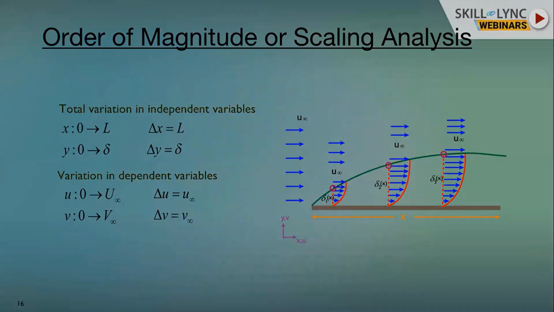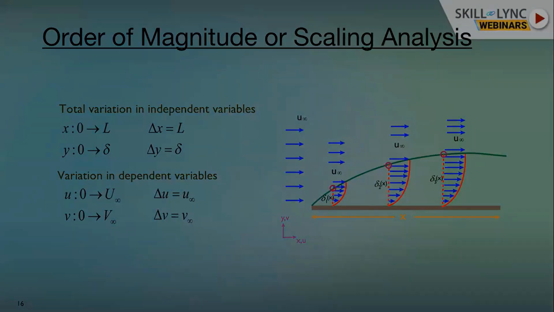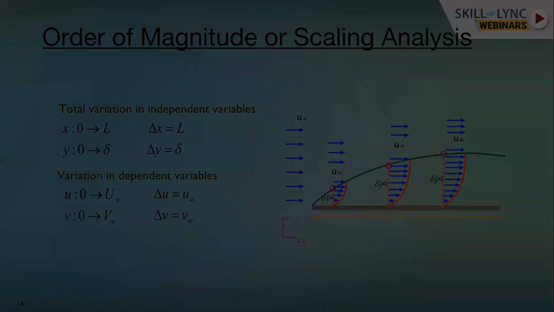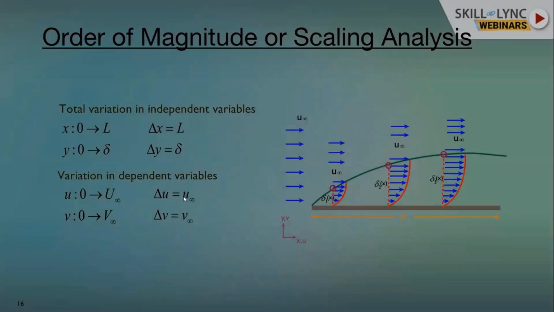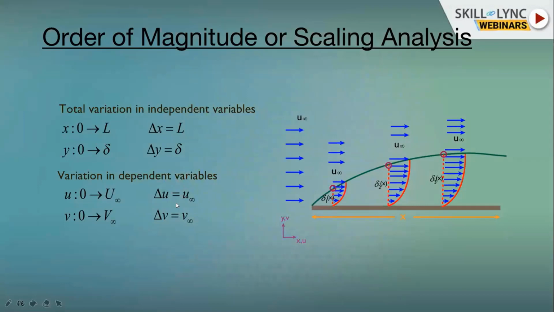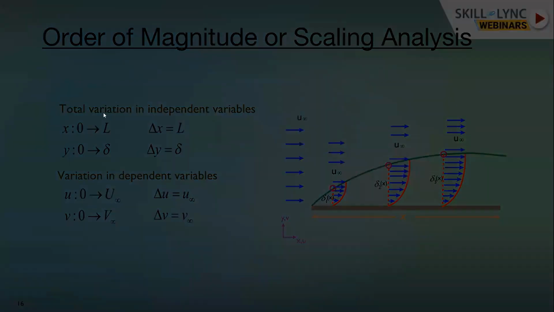Let's come to the scaling analysis of the mass continuity equation, right? This is my mass continuity equation. Here, for each term I have to do some approximation. So delta u by delta x: I have to assume the value of delta u. Delta u is nothing but my u infinity, delta v is equal to v infinity, delta x is equal to L, and delta y is equal to small delta. Just put all those values over here, right?